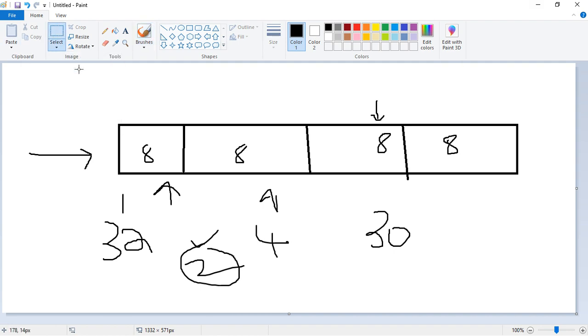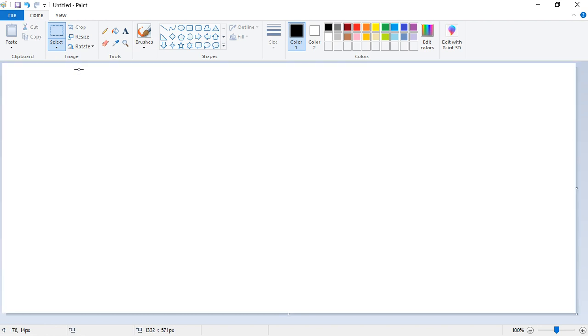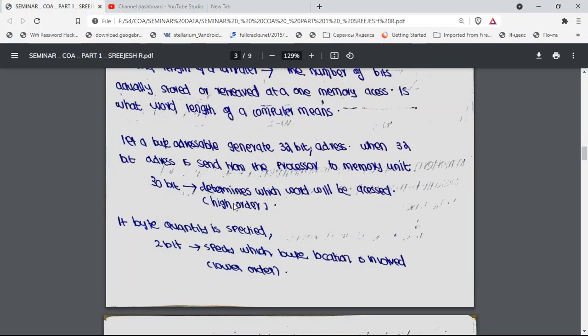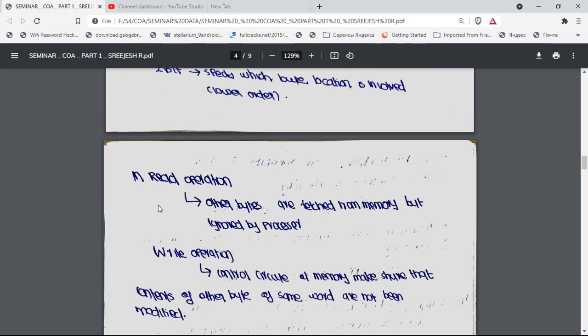Let's get back to the topic. In a read operation, all the bytes of the word are accessed, and only the one which is needed is selected. The other bytes are fetched, but they are ignored. Only the exact byte is used.